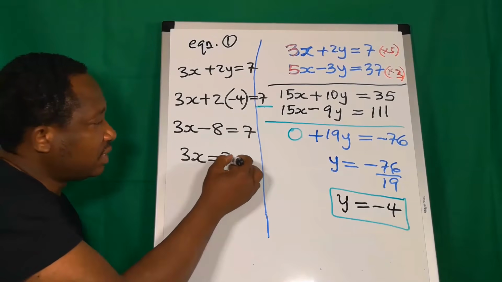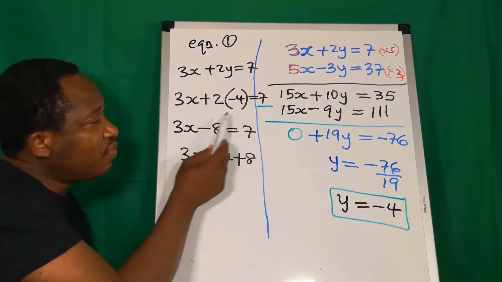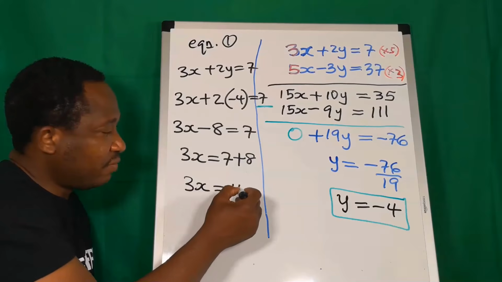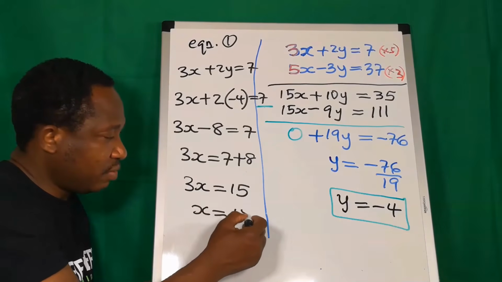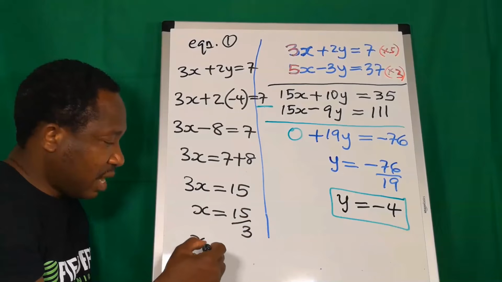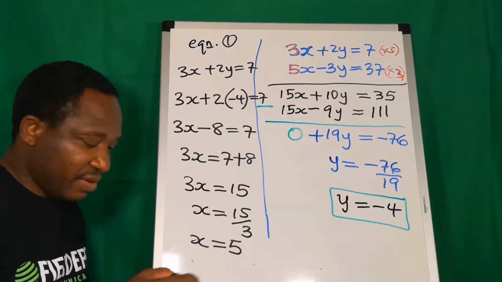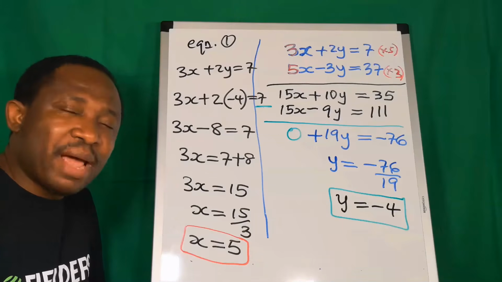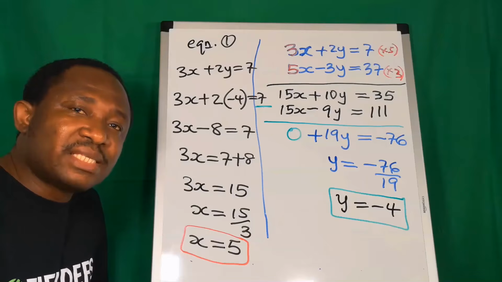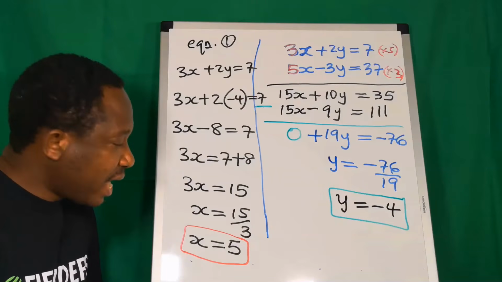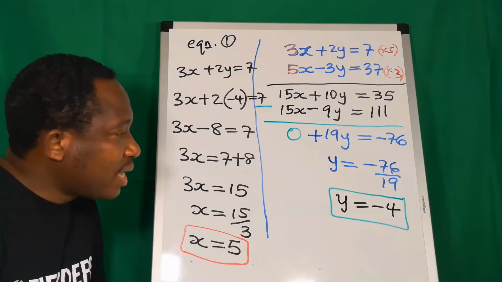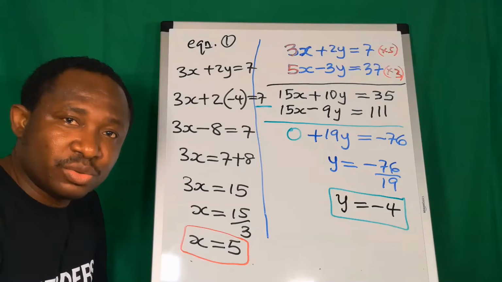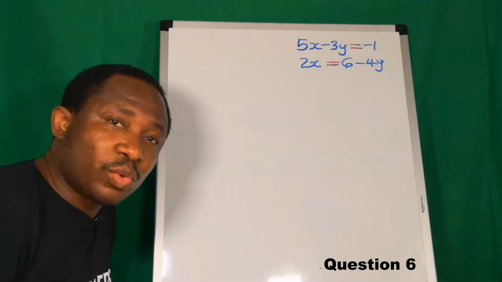3x is 7, and minus 8 will move across the equal sign to become plus 8. 3x is now 15 and x is now 15 divided by 3, and you can see that our x is 5. You can see that x is 5 when y is minus 4. The next step is to test for accuracy by substituting x equals 5 and y equals minus 4 into equation 1 and equation 2.